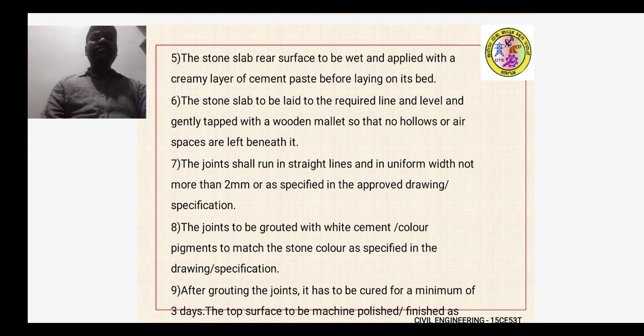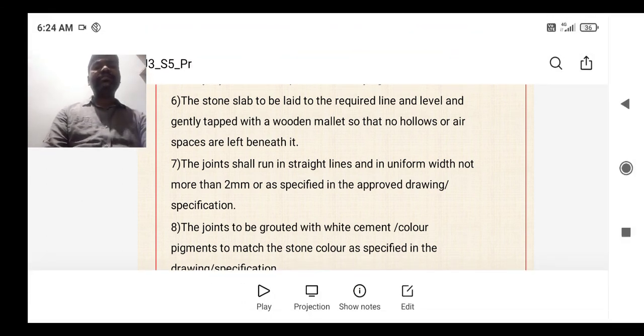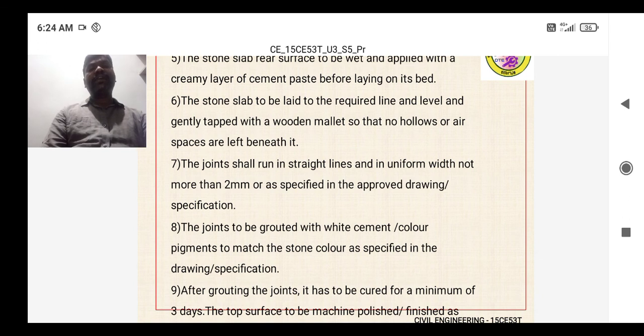The joints shall run in straight lines and in uniform width not more than 2 mm or as specified in the approved drawing specification. The joints are to be grouted with white cement or color pigments to match the stone color as specified in the drawing.